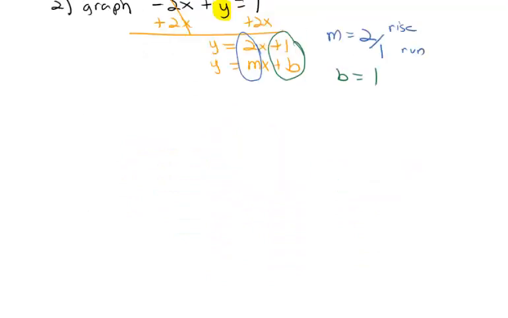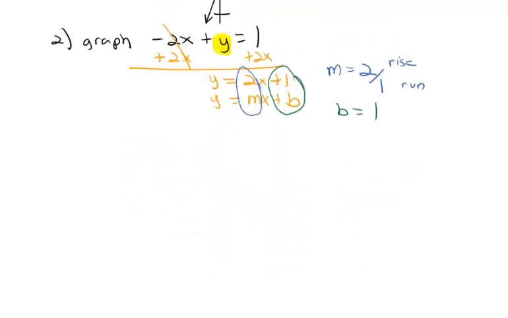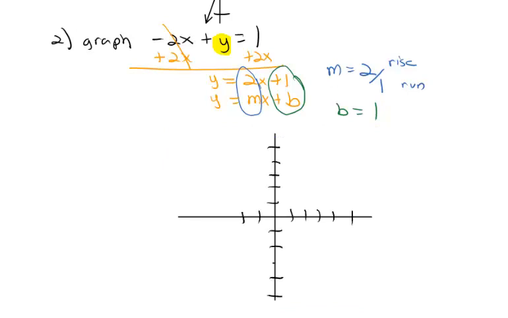So let's see if we can graph that without it running off the page here. B, the y-intercept, the y-axis is the vertical axis, is at 1. The slope then is going to rise 2 from that point and run 1 to get our next point. We can do it again, rise 2, run 1.